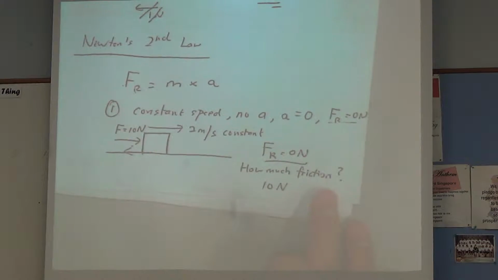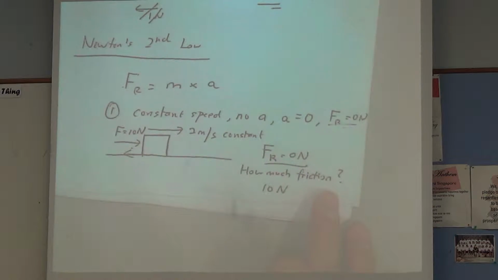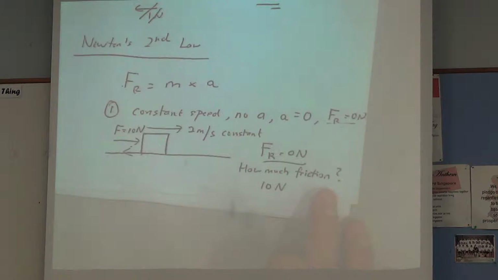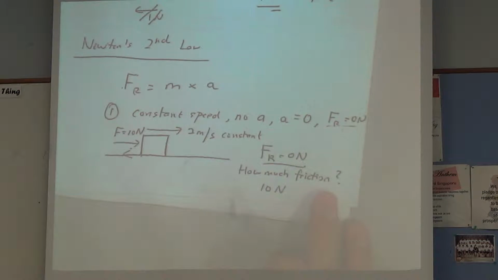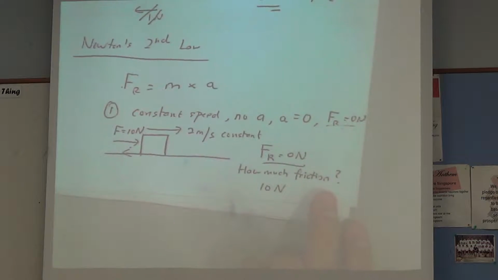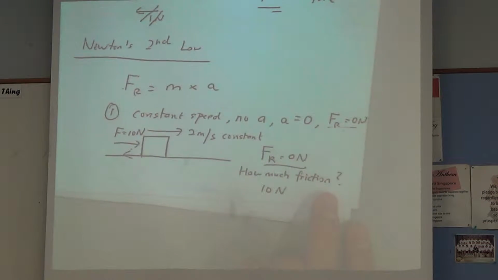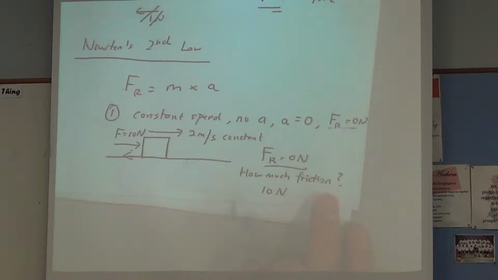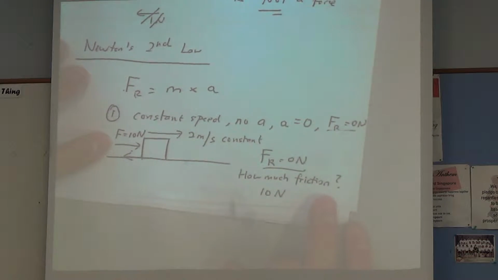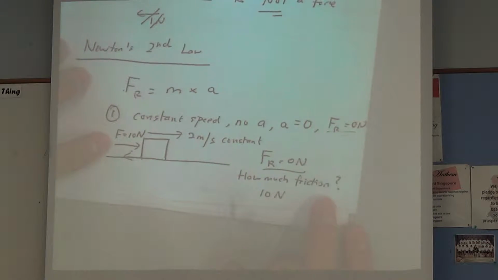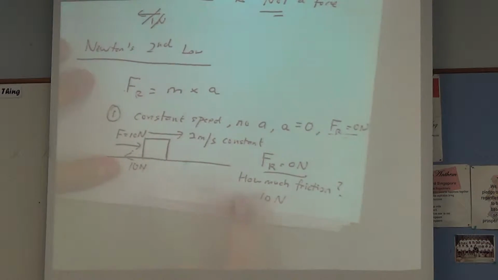That's why the resultant force is 0. That is why there is no acceleration. That is why the object is moving at constant speed. Why is there no force? If there's no force, what happens? The ball won't move, yes, because there's a friction of 10 newtons acting on it.